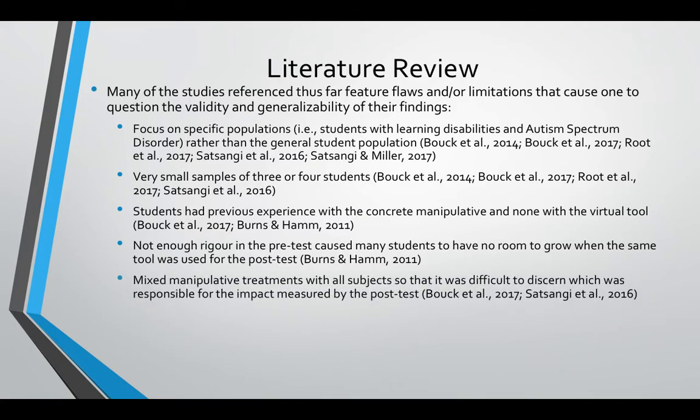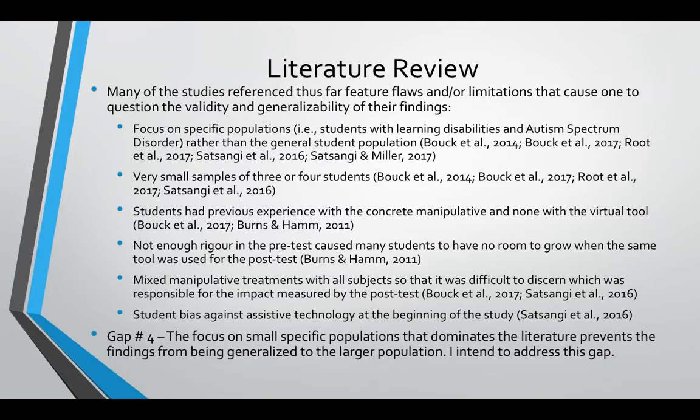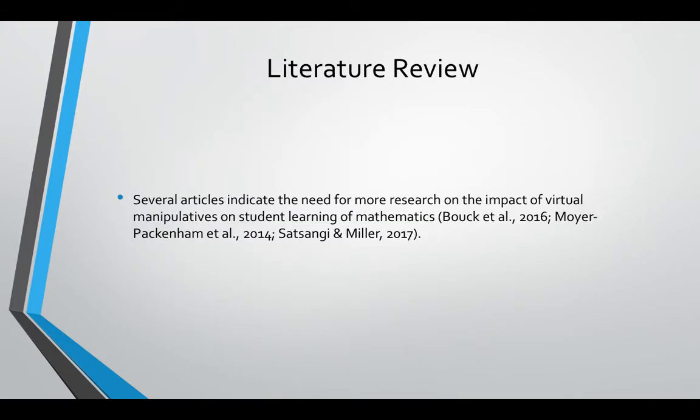In some studies, mixed manipulative treatments with all subjects made it difficult to discern which was responsible for the impact measured by the post-test. And in one study, students began with a bias against assistive technology, which leads to a fourth gap. The focus on small specific populations that dominates the literature prevents the findings from being generalized to the larger population. I intend to address this gap.